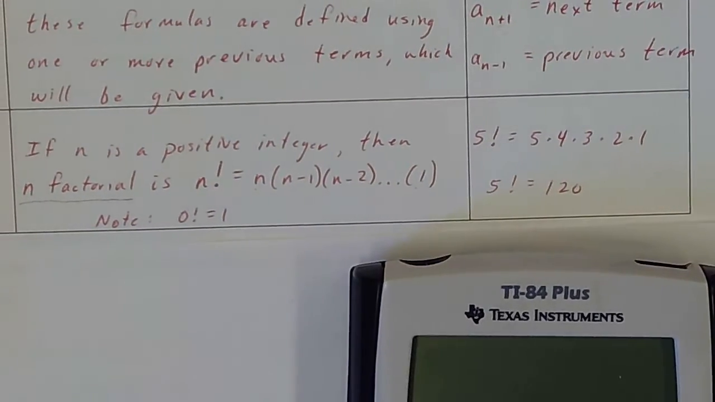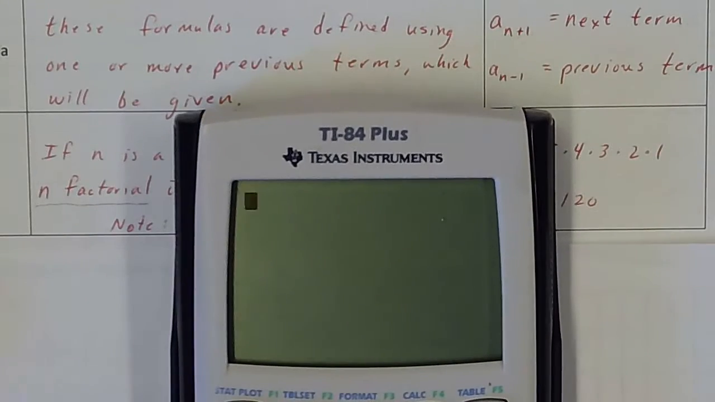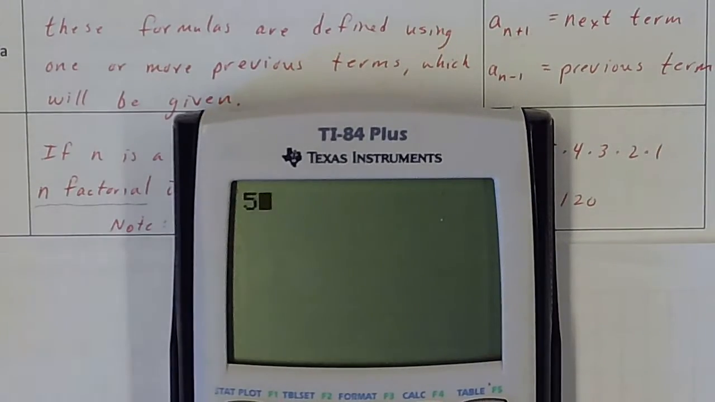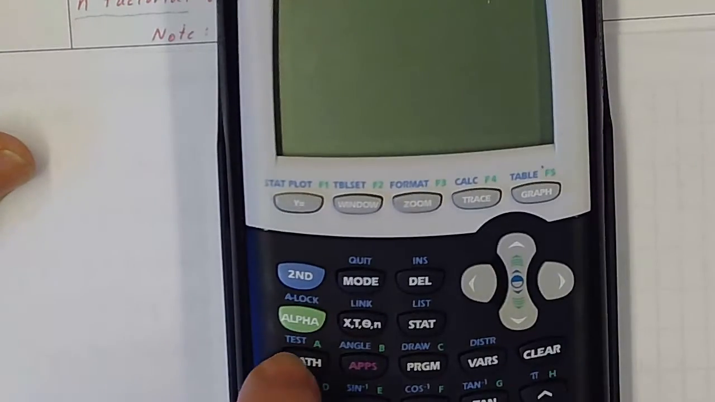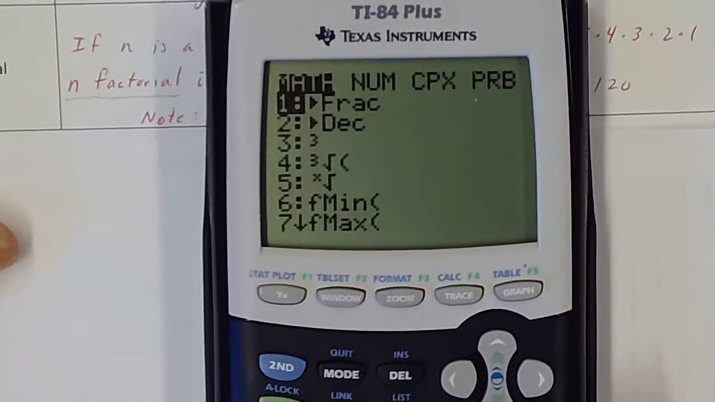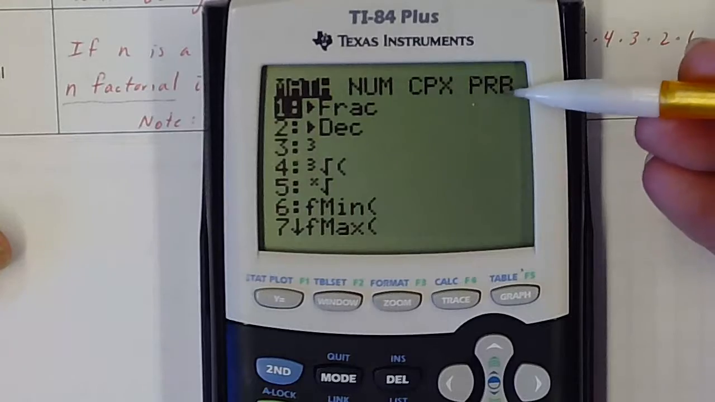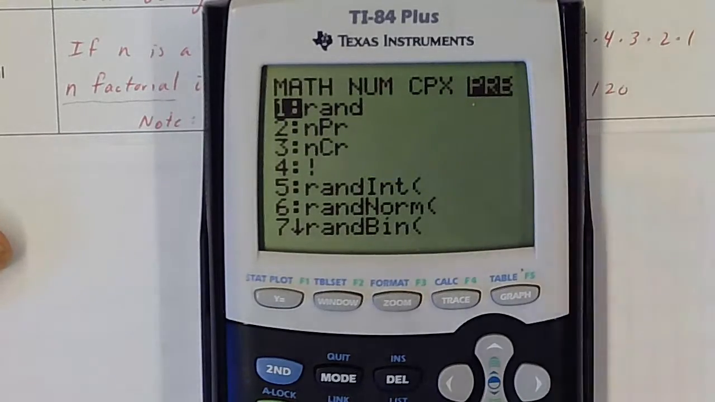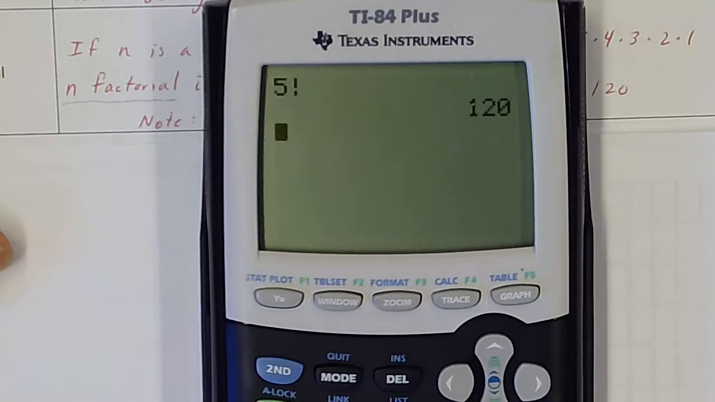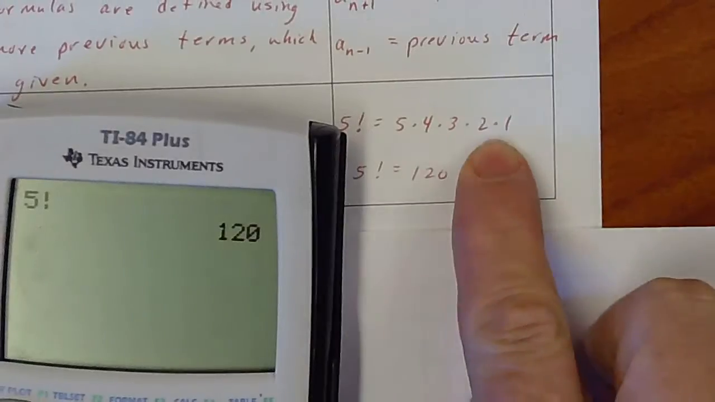Okay. You got to punch in the number first. So let's just punch in 5. And then we want to find math on the left-hand side. Okay. And then it's under the probability feature right over here. So if I go here, you see it as the 4th one down. Okay, so if I hit that, 5 factorial is 120, which would be the same thing I'd get if I expanded out the multiplication. Okay.